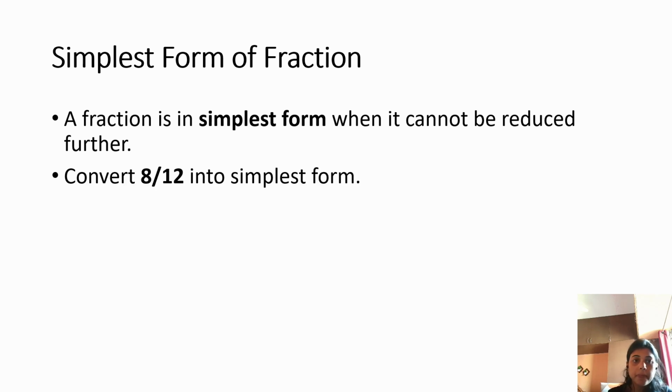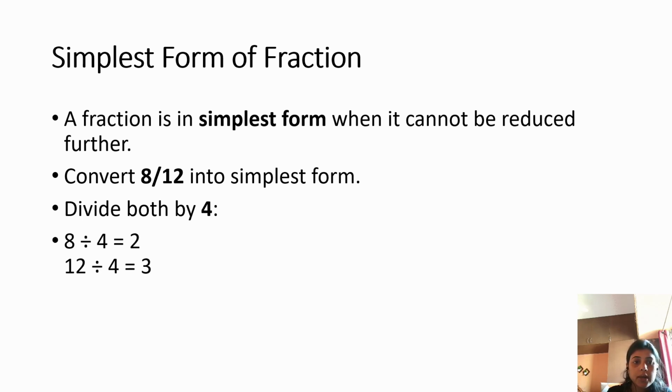Let's see. Okay, so one example is: convert 8 by 12 into the simplest form. Okay. So what we will do, we will divide 8 and 12 by 4. So if you divide 8 by 4, we'll get 2, and 12 by 4, we will get 3. Okay. So the simplest form is 2 by 3. I will write it here clearly.